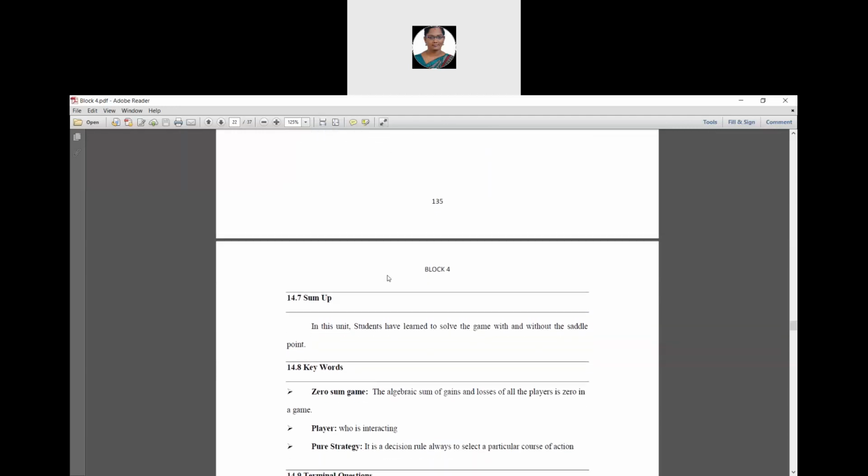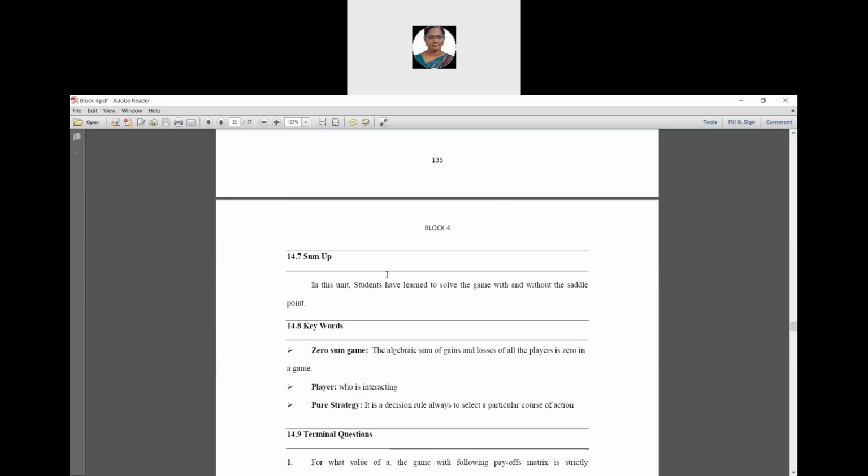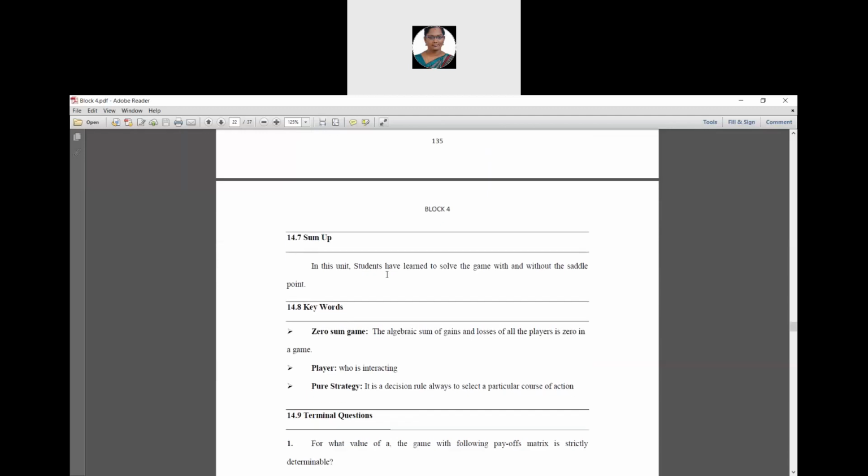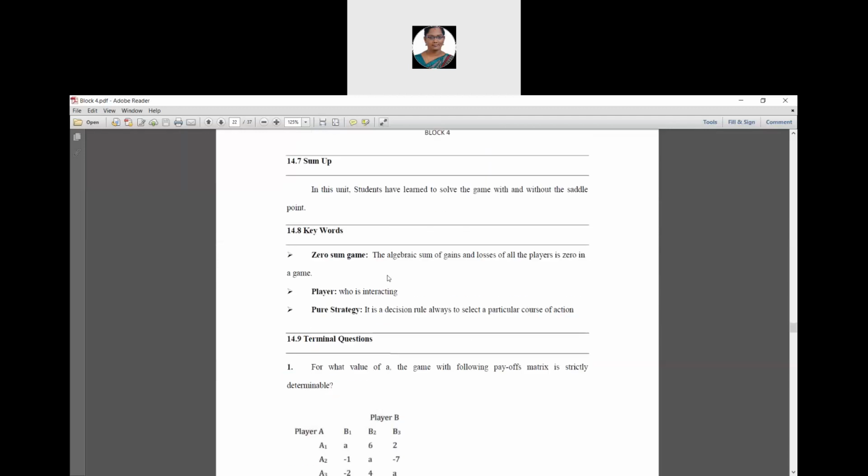Then the summary is given. In this unit, students have learned to solve the game with saddle point and the game without saddle point. Some keywords have been given for you. Zero sum game: the algebraic sum of gains and losses of all players is 0, and the players interacting in the game are called players. Pure strategies: a decision rule always to select a particular course of action.